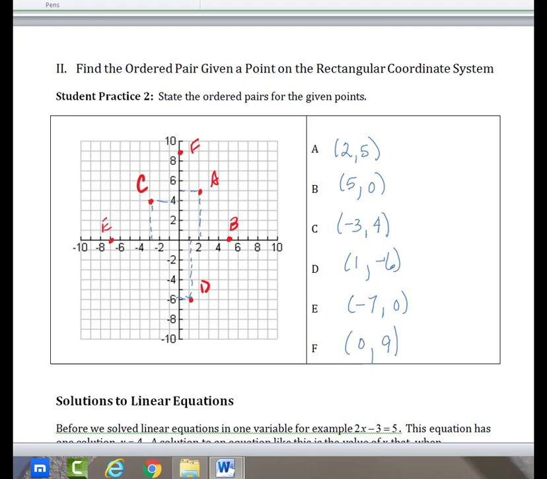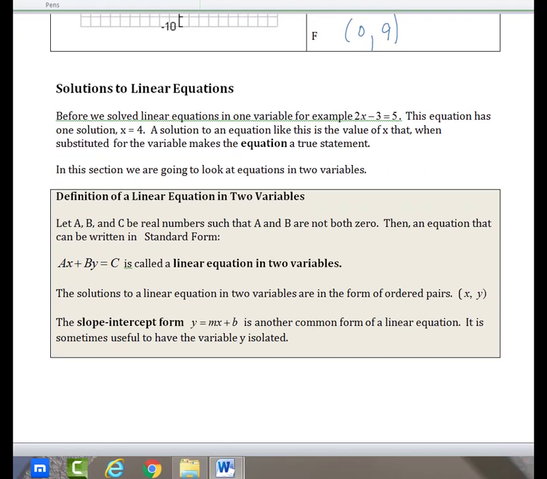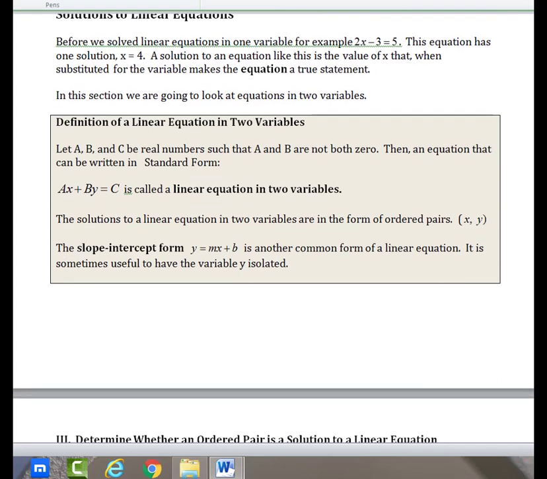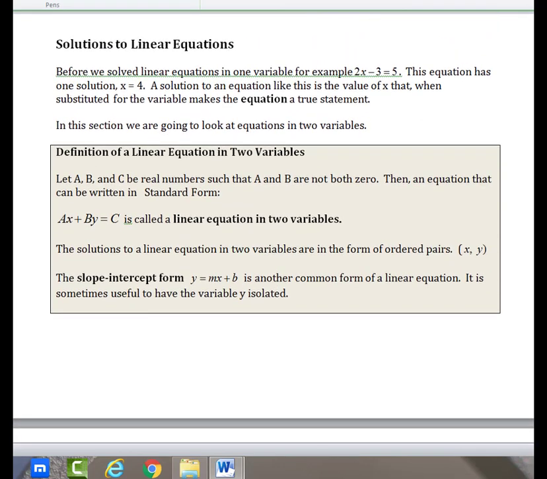Now what we actually want to look at is, what is a linear equation, and we'll look at one method of graphing linear equations, and that method is by making a table of values.